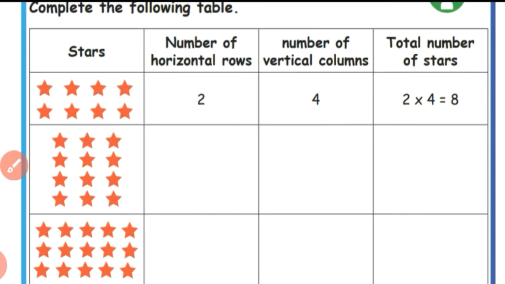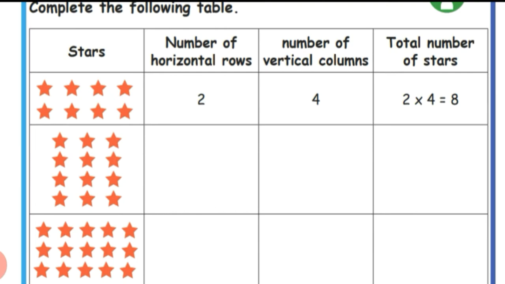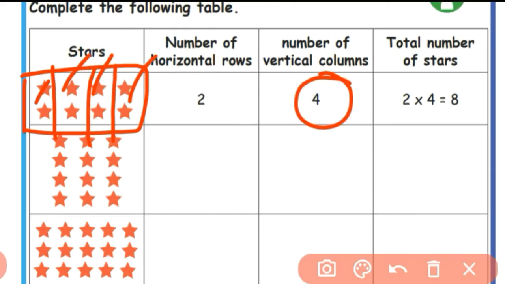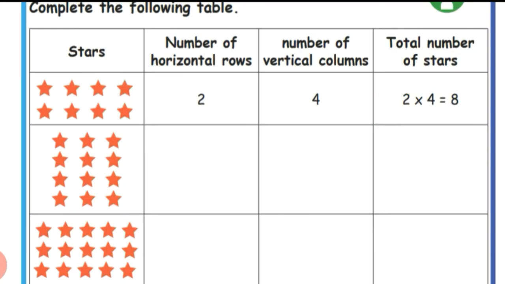One has been done for you. See, first one, number of horizontal rows: 2. And number of vertical columns: 1, 2, 3, 4. 4. See, 2 into 4 is equal to 8. Total number of stars, 8. 2 is the number of stars in each group, 4 is the number of groups, and 8 is the total number of stars. So, 2 into 4 is equal to 8.